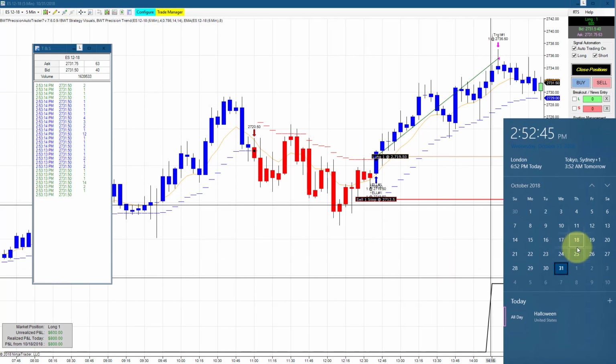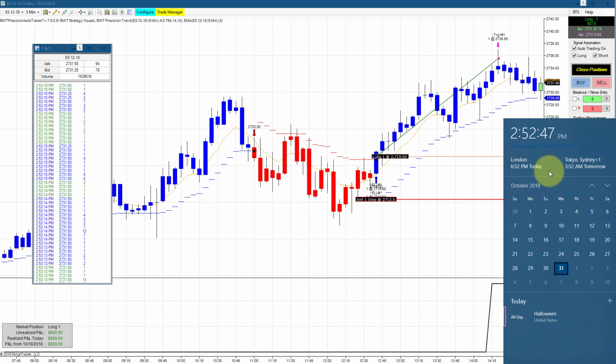Anyway, on my right is the computer clock. You can see the time and the date, and then on my left is the time and sales at 2:53:20. The E-mini S&P is trading at 2731.75.